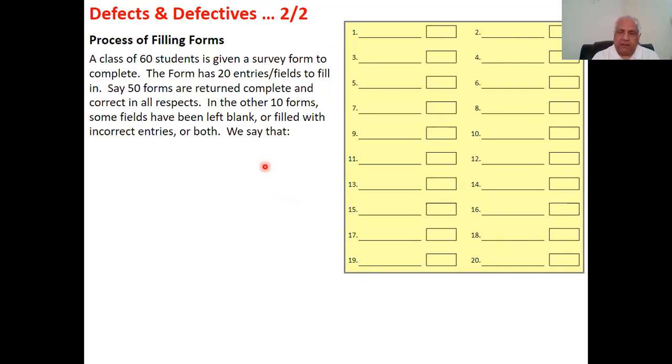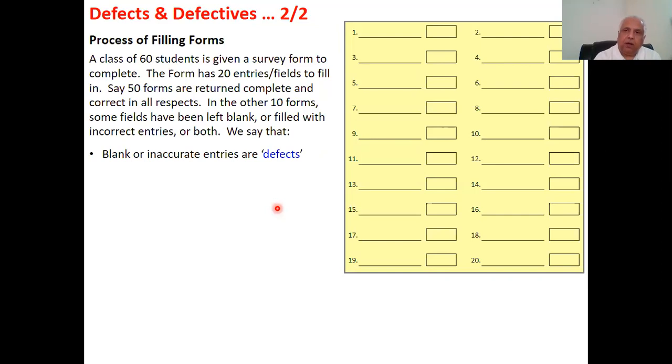Once the students have filled in the form and returned to you, on scrutiny, you find that 50 of those 60 forms are correctly filled in, all 20 entries correctly filled in. However, there are 10 forms in which mistakes have been made. Either the entries have been incorrect or some entries have been left blank. So with this data, let's discuss the concept of DPO and DPMO.